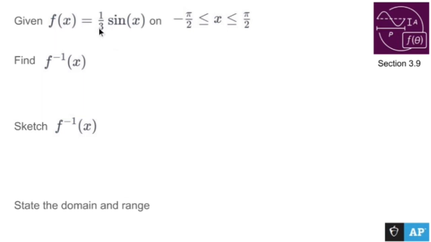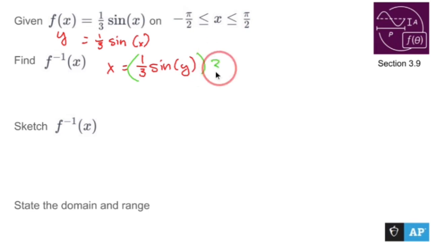Whenever I find the inverse, I like to pretend that f of x is y, so y equals 1/3 sine x. Step number one when finding the inverse is to swap the x and the y, so x equals 1/3 sine y. Multiply both sides by 3, and that will allow the 1/3 attached to the sine to go away. Now we have 3x equals sine y.